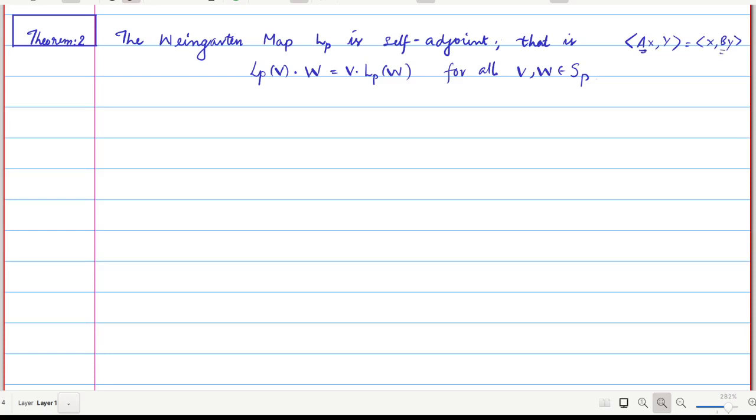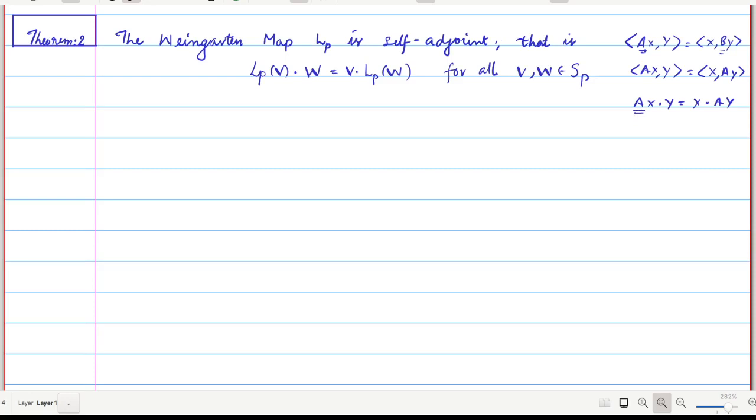Self-adjoint means this B and this A will be the same. So we have Ax, y should be the same as x comma Ay for self-adjoint operators. Here this inner product is the dot product itself, so we write Ax dot y is equal to x dot Ay. This is the definition of a self-adjoint operator in case of the dot product. Now if we replace this A by Lp, you get this equation: Lp x dot y is equal to x dot Lp y. So that is what you have to prove in this theorem.